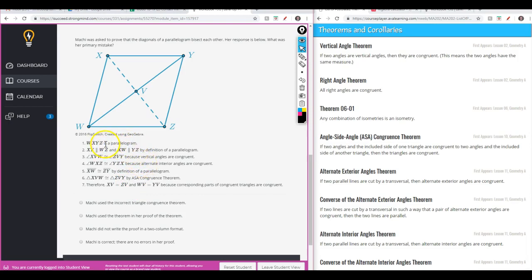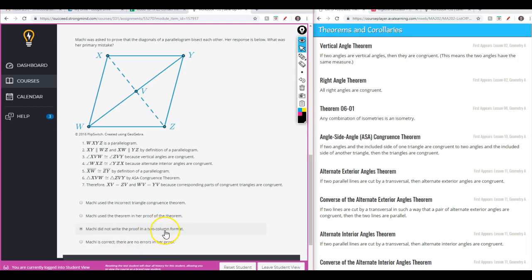So I'm just scanning this. States that it's a parallelogram. States the sides are parallel to each other by the definition of a parallelogram. Gives vertical angles are congruent. Alternate interior angles. Definition of a parallelogram. Angle side angle congruence theorem. There's not anywhere in here where it states that the parallelograms bisect each other before it states that in the final that they bisect each other. So that's not correct.